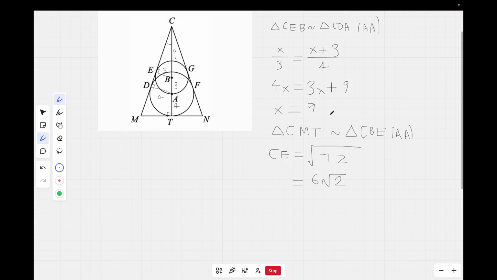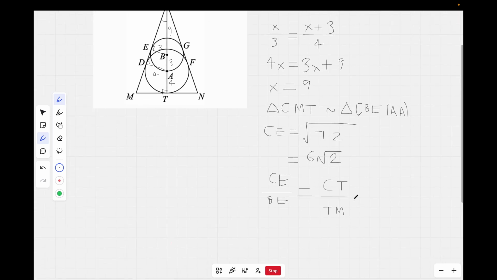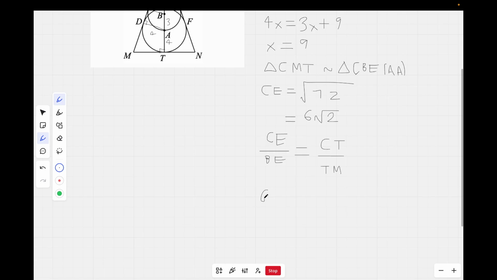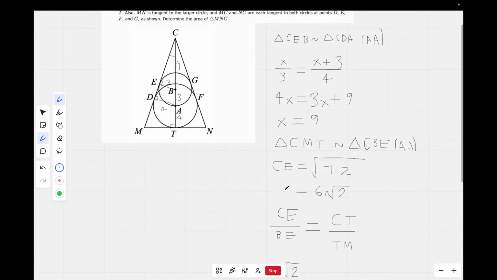And since these two triangles are similar, then the ratio between the legs of the triangles, like CE over BE, is also equal to CT over TM. And since we have 3 of the values here, the only value we're missing is TM, we can solve for the value of TM. So let's just substitute the values that we know. So CE is 6 root 2, right? BE we have is 3.